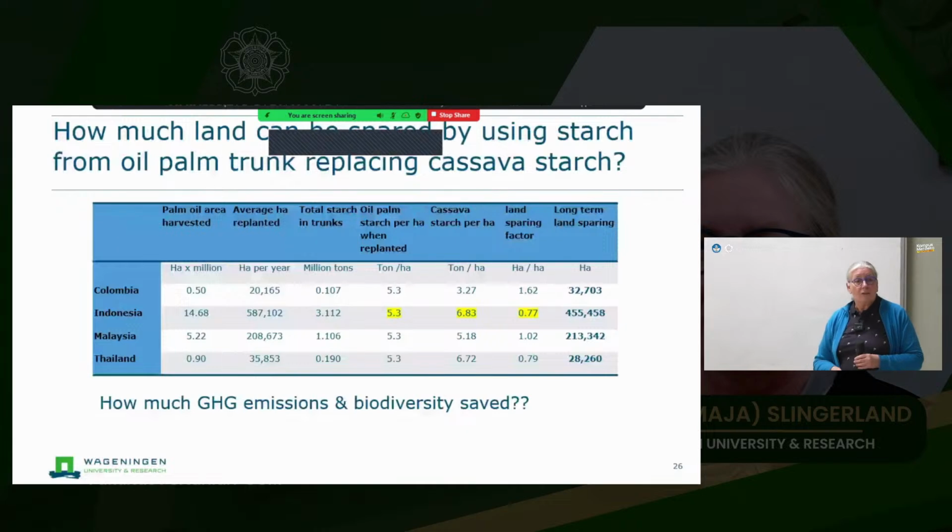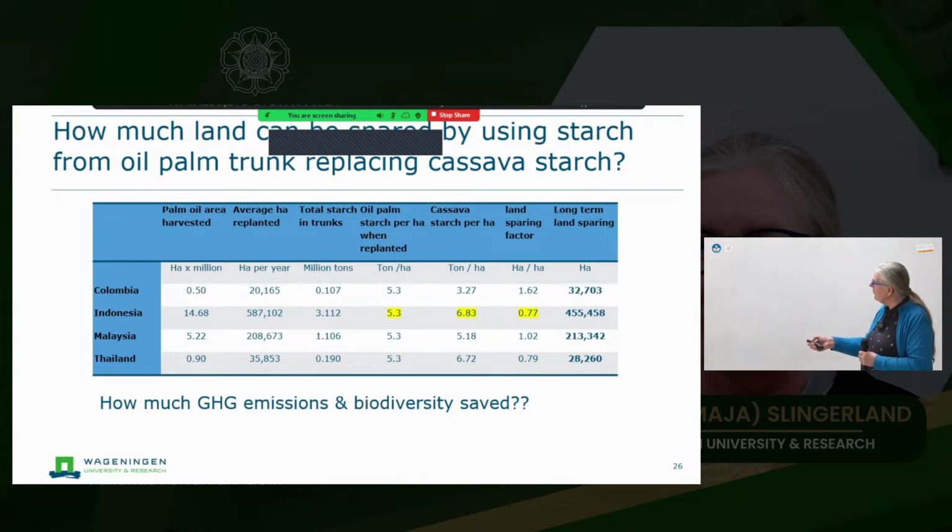And how much land would you save then? There's about 5 tons, a bit more, 5 tons of starch per hectare of oil palm at the moment that you need to cut it for the regrowth. So if you would replace it, you would cultivate cassava for starch. You can say, how much starch do I get for my oil palm and how many hectares of cassava would I need to have the same amount of starch. And you see here that you save land.